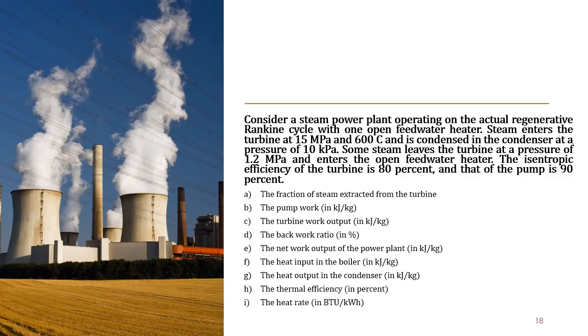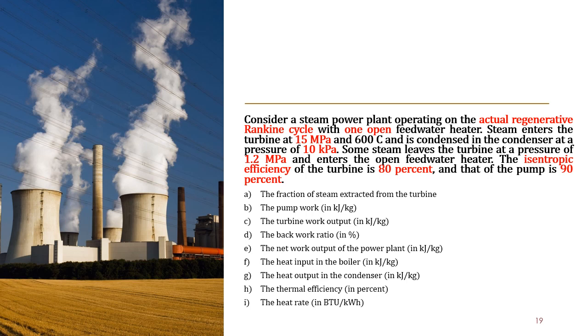For the next problem, this is the same setup as that of the previous problem that I just solved a while ago. But for this one, we will consider the isentropic efficiency of the turbine as well as the isentropic efficiency of the pump. As you can see, this is already an actual regenerative Rankine cycle with one open feed water heater. The isentropic efficiency of the turbine is 80% and the isentropic efficiency of the pump is 90%.